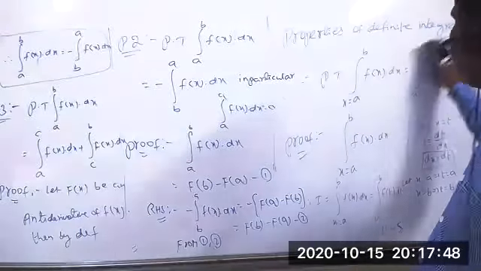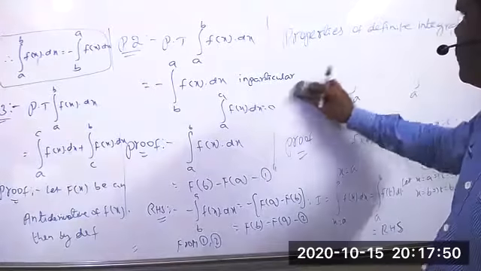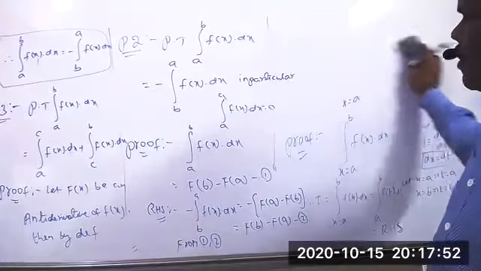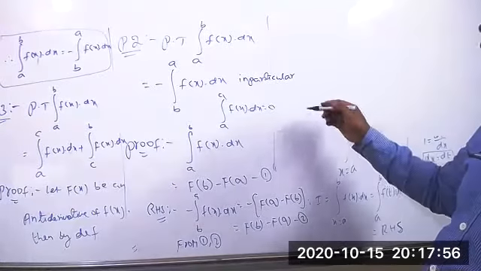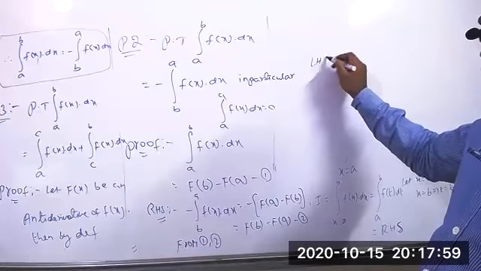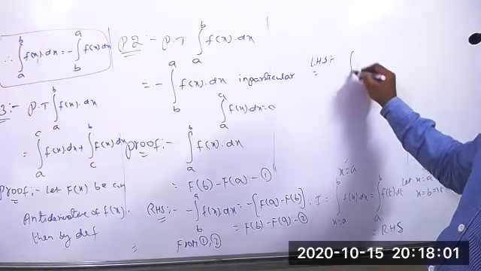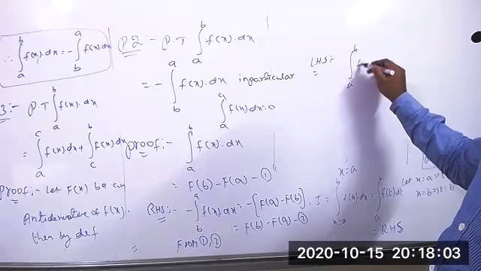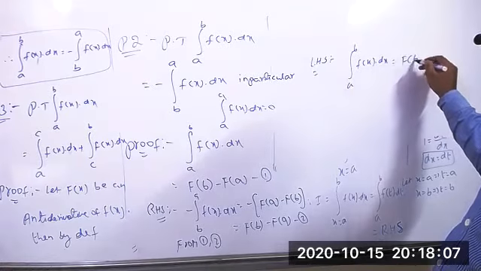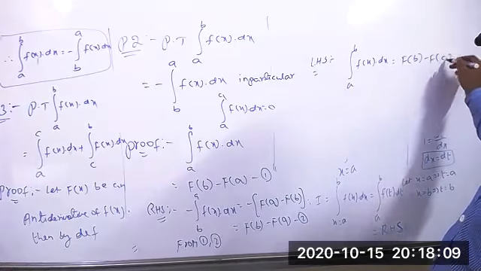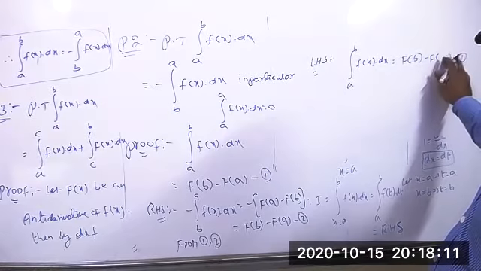First you can take the LHS value. So what do we have in the LHS? The integration of a to b of f of x dx is equal to, clearly we can write now, capital F of b minus capital F of a. This is equation number 1.